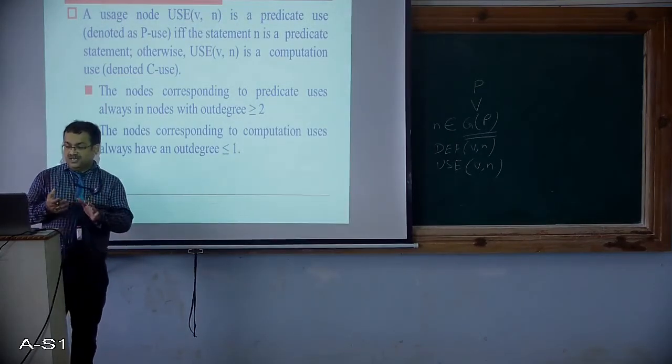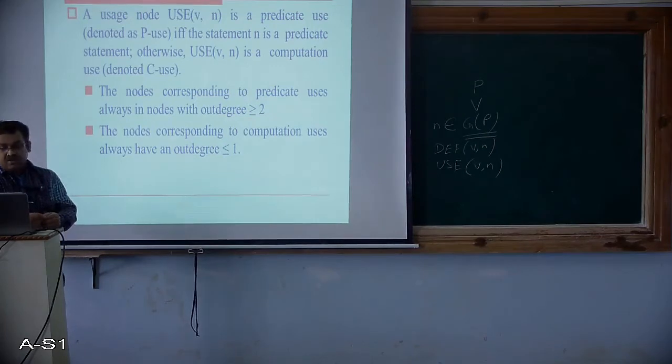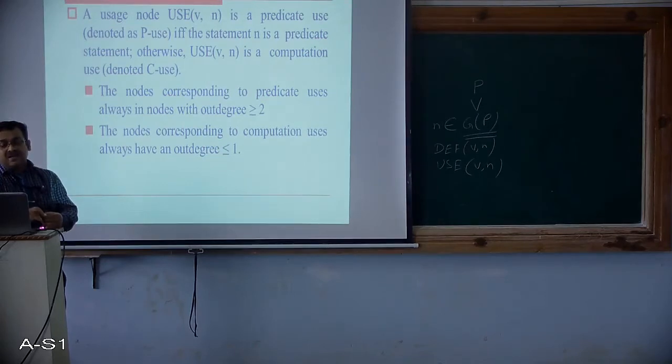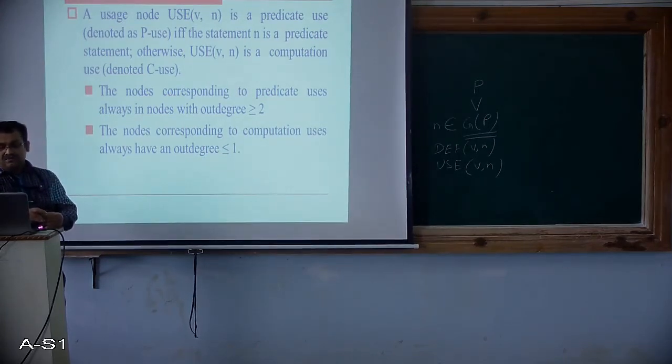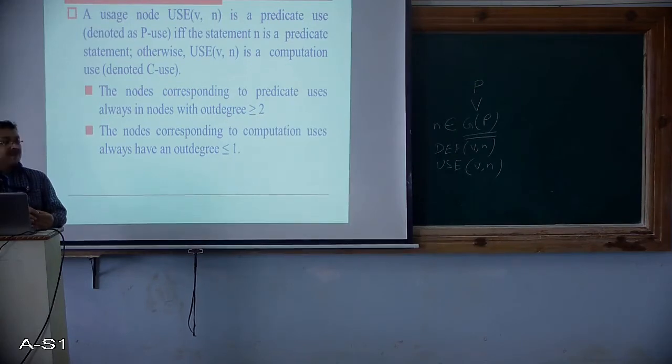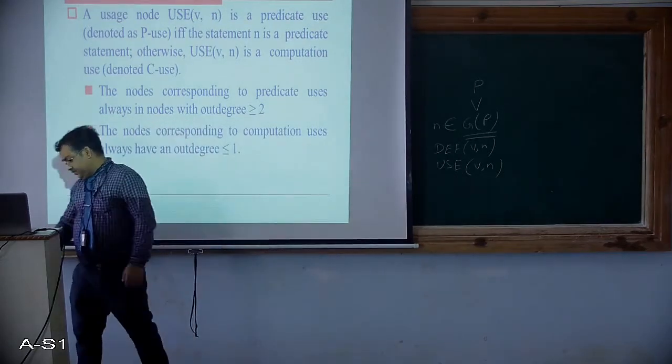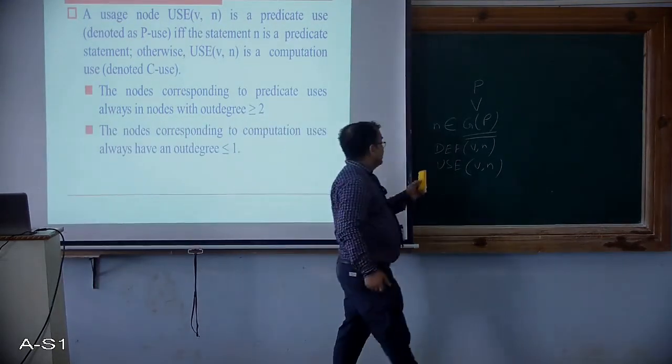Now, among the basic definitions, there is one more definition. The usage node is a predicate use. We call the usage node a predicate use, represented by P-use, if and only if statement n is a predicate statement. Otherwise, we call the use of v at n a computation use, given by C-use.